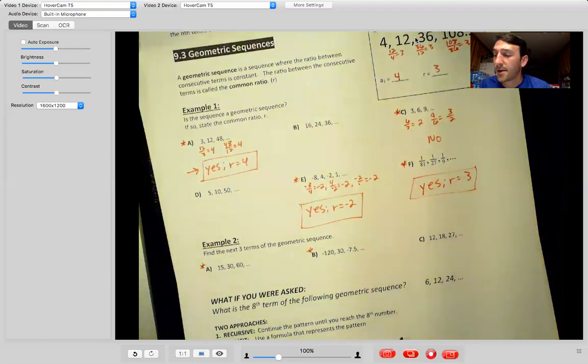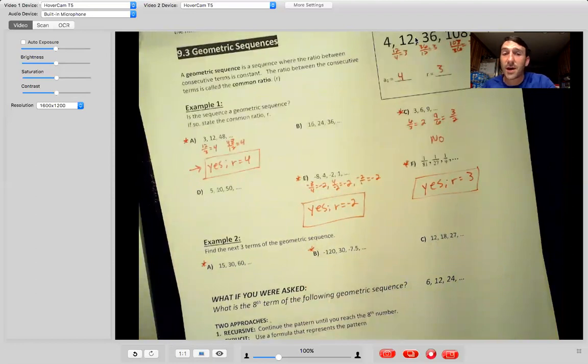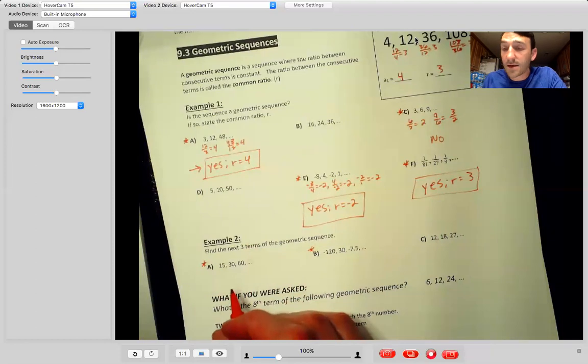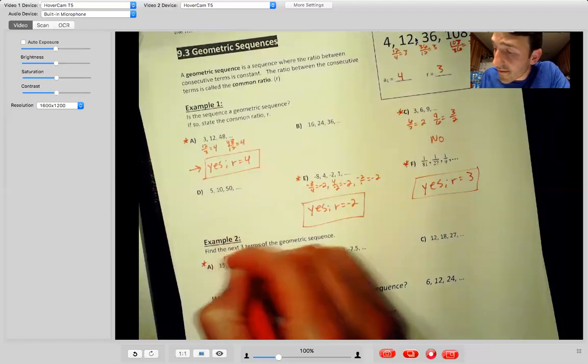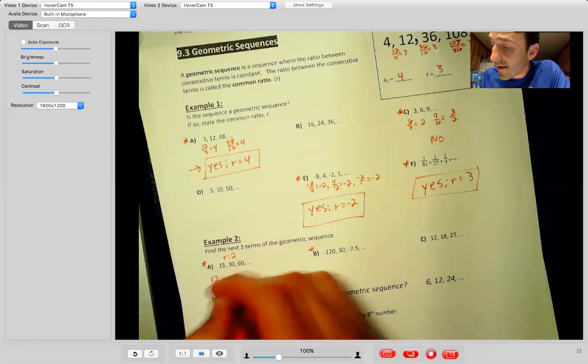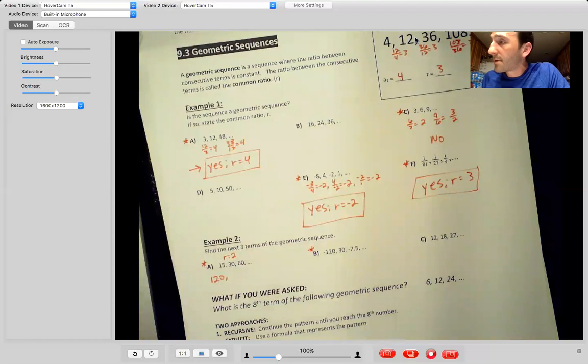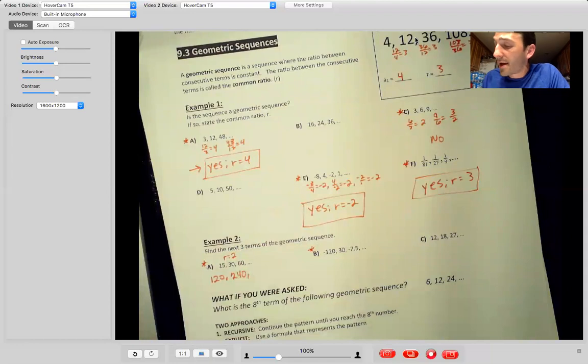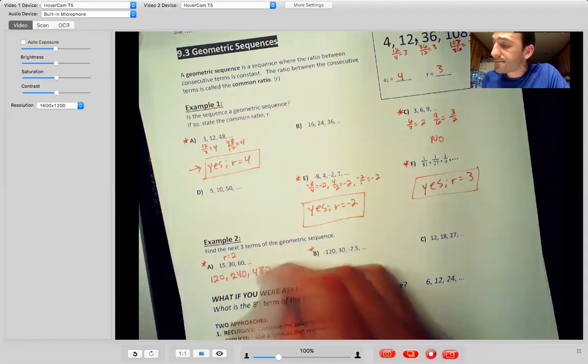All right, so next example says find the next 3 terms of the geometric sequence. So here we just assume it is geometric. We don't need to check. So find the next 3 terms. We do need to figure out what R is. So 30 over 15 is 2. So 60 times 2 is going to be 120. 120 times 2 is going to be 240. Double that, and you get 480.